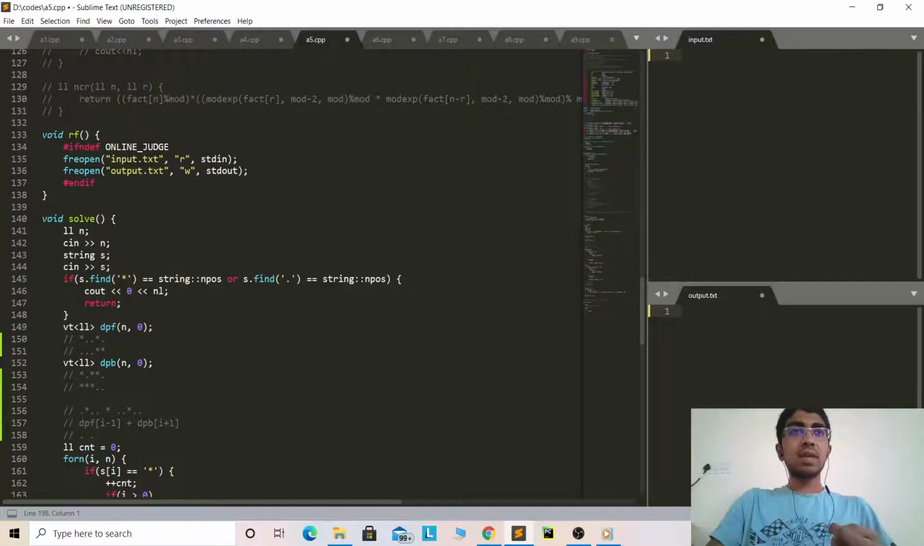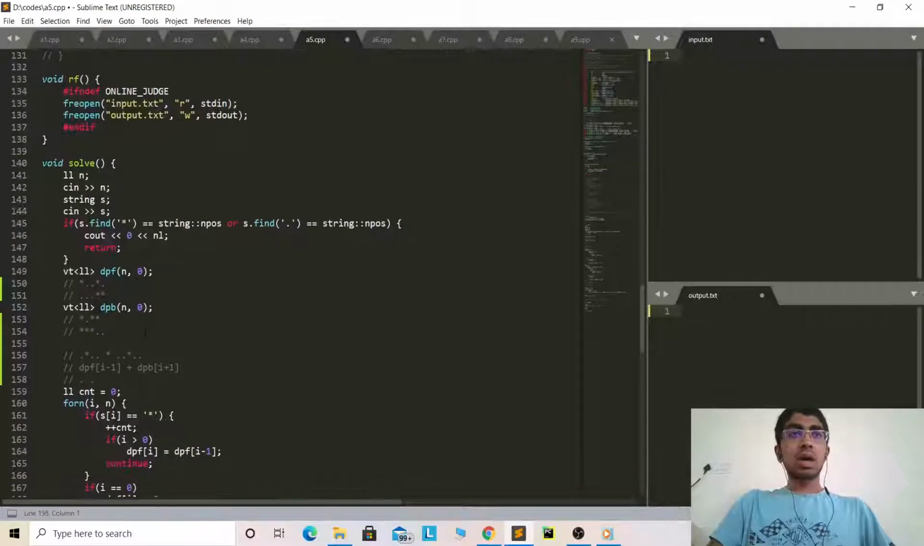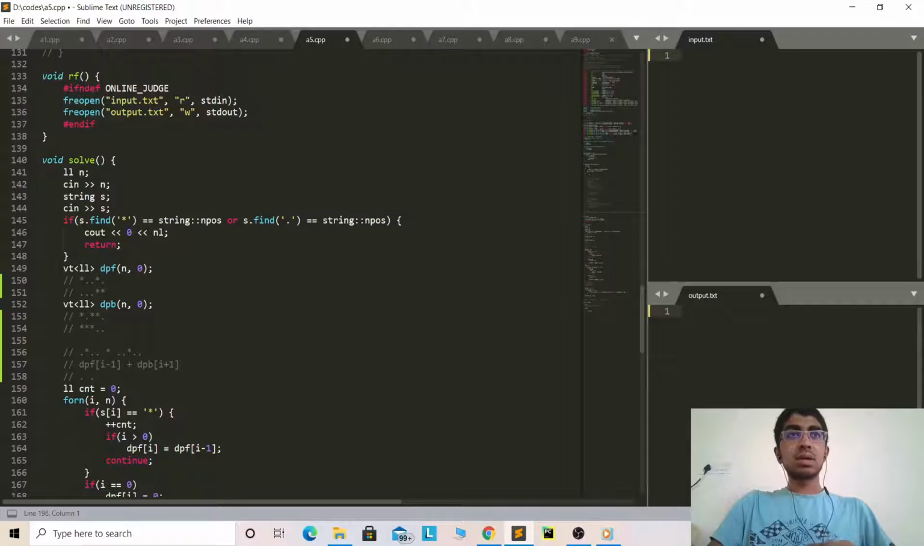Initially we need to handle the edge cases. Suppose there is no star, or suppose there is no dot, then it's already in the right state, so the cost is 0. Otherwise I am maintaining two DP arrays, DP forward and DP backward.